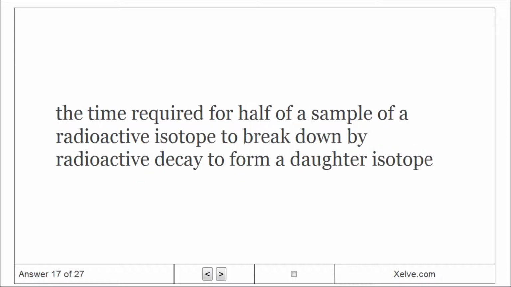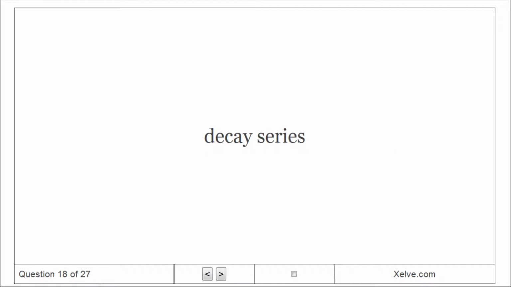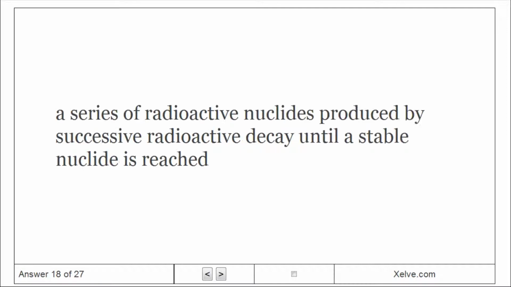Half-life. The time required for half of a sample of a radioactive isotope to break down by radioactive decay to form a daughter isotope. Decay series. A series of radioactive nuclides produced by successive radioactive decay until a stable nuclide is reached.